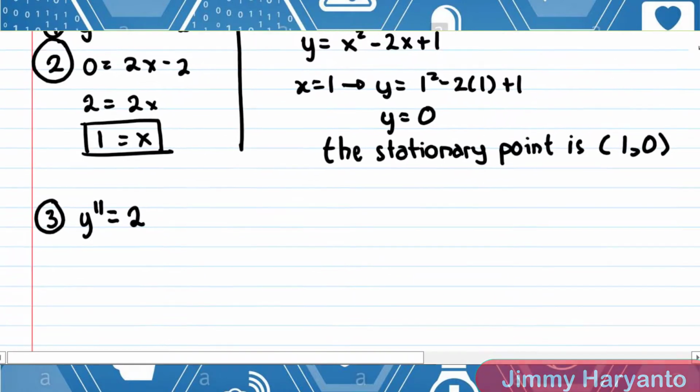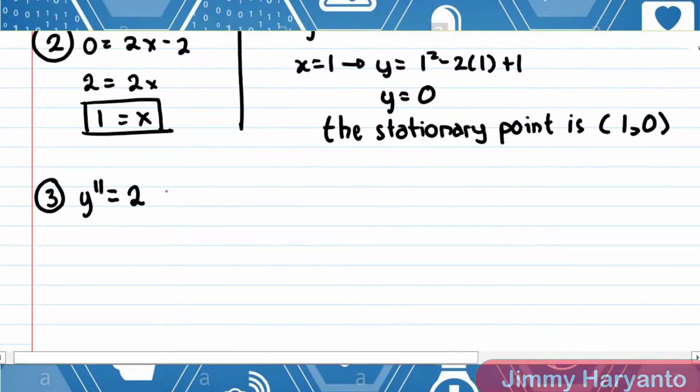And then as you can see, we don't have variables of x right here, so we cannot put the x into the y double accent, and that means the value of the y double accent will be a constant, which is 2, and we already know that 2 is greater than 0, and that means y double accent greater than 0. Greater than 0 means local minima, so the point 1, 0 is local minima.